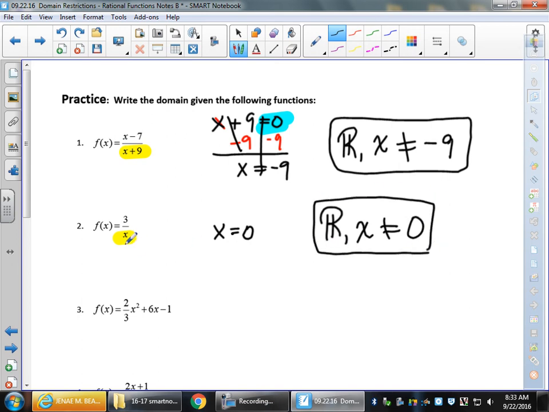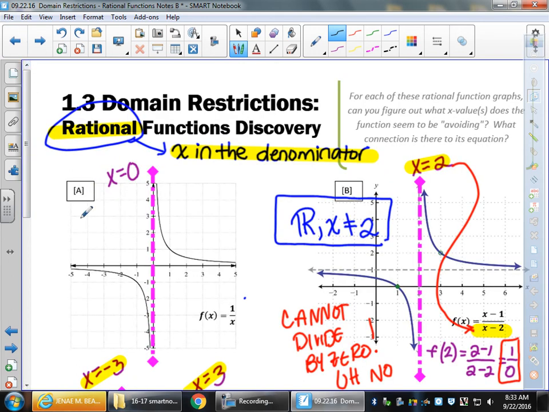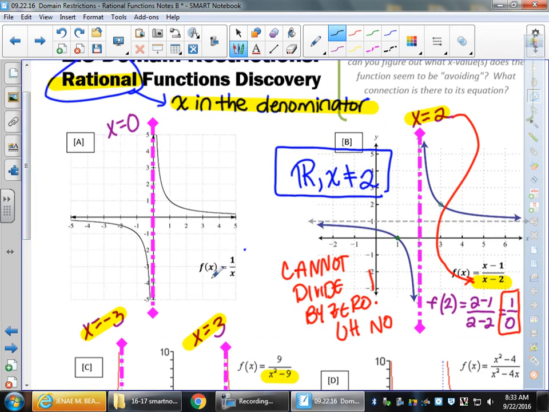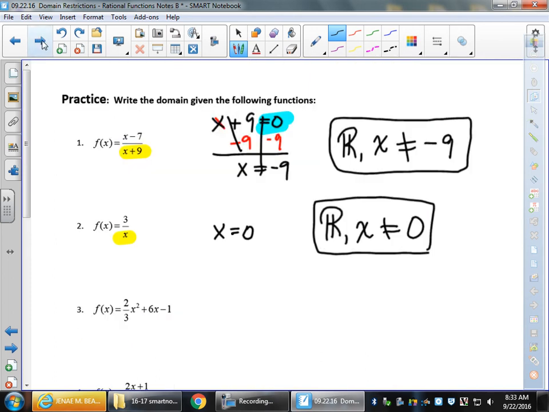And if we actually look at this, look at number 2 and then look at the graph on the front. This first graph was the graph of 1 divided by x. What was the only x value that we could not have here? 0. And again, if we think logically, anything other than 0 would be okay here, right? Any negative number, any positive number, just not 0.